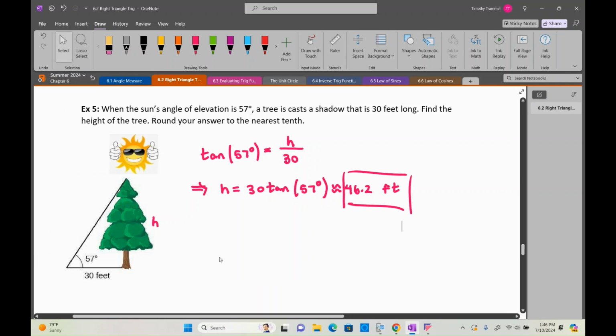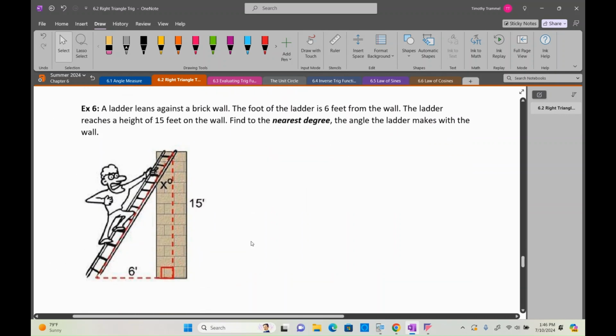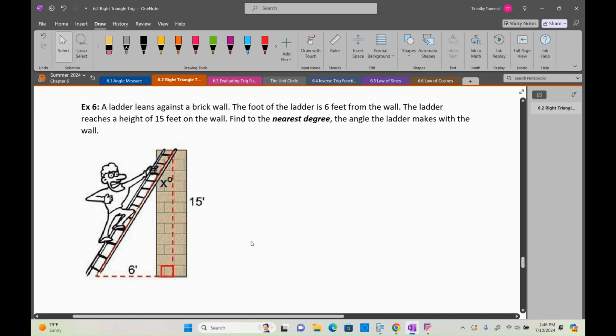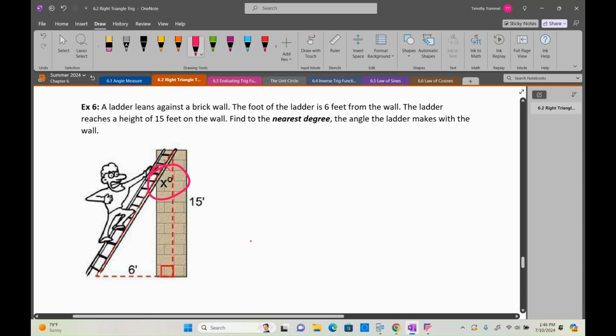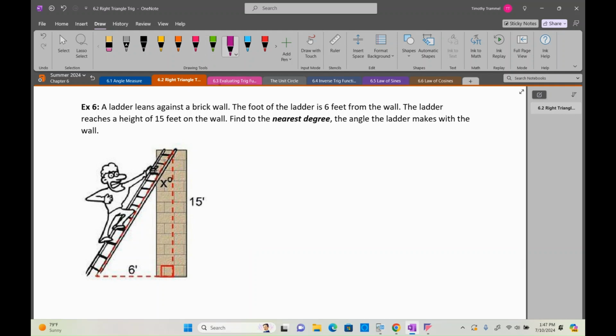All right. And so we're going to just do, I believe I just have one more example in here for us. So this time we're looking for an angle rather than a side length. And so we have somebody on a ladder. That ladder is reaching 15 feet high on the wall, while the base of the ladder is 6 feet from the base of the wall. Well, if we look at what sides we have relative to this angle x, we have the adjacent and opposite sides again. So we will be using tangent.